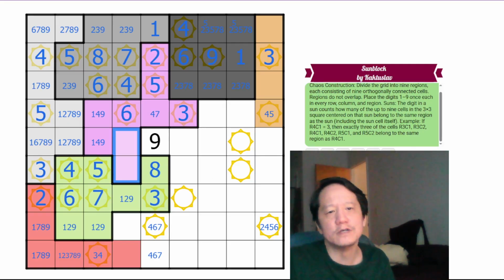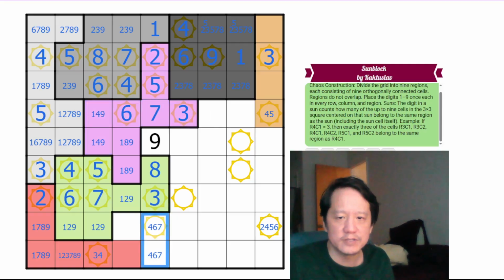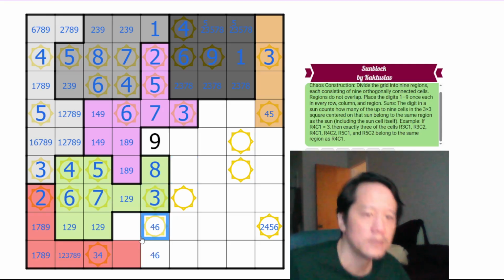Pink region is guaranteed to have an 8 here. So 1, 4, 7, 8, 9. No 4 or 7. So we have, where is 7 then in the pink region? It must be here. So this is 7, which eliminates 7 in the rest of the column. This is 4, 6 as a pair.